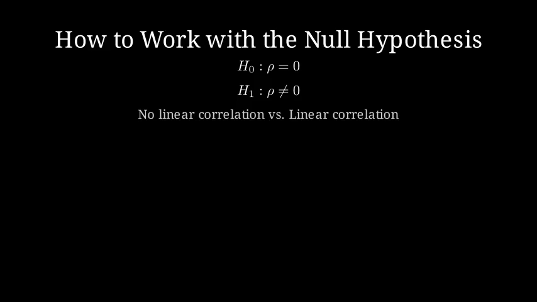Now here is the core logic. We start by assuming the null hypothesis is true. Then we collect data, compute a test statistic and a p-value, and compare that p-value to alpha. That comparison tells us whether to reject or fail to reject the null hypothesis.